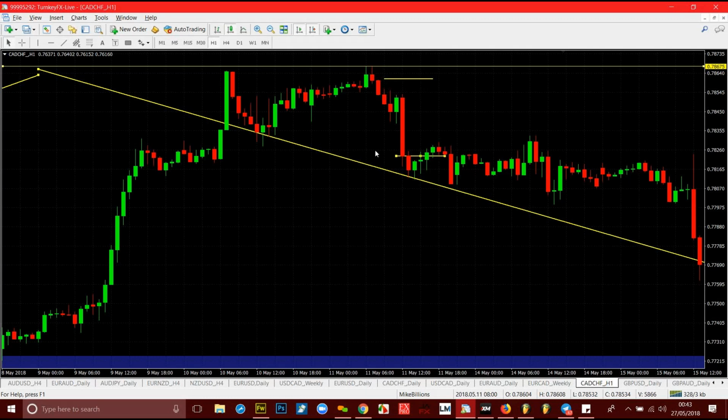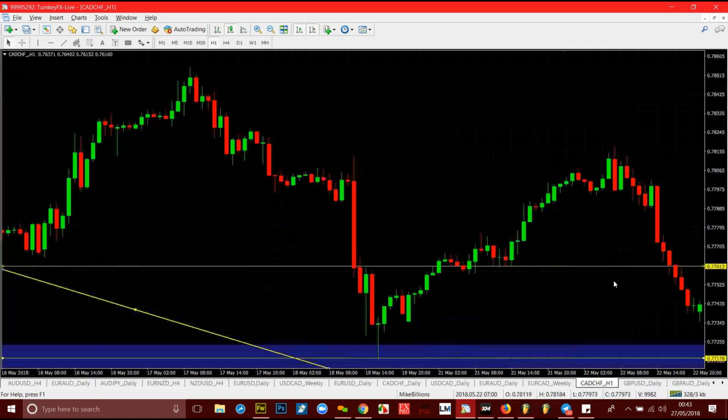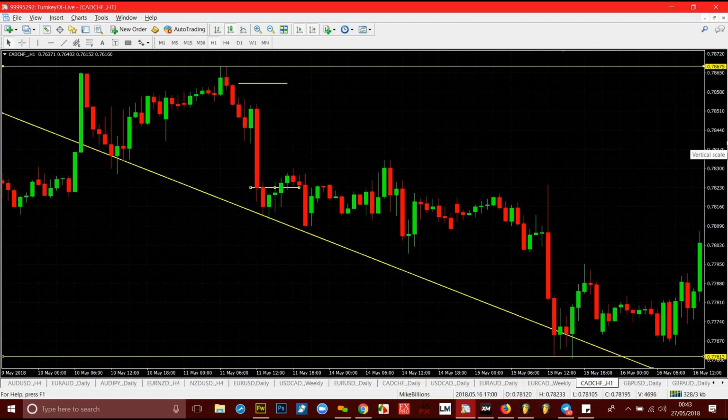And then what happened? It came up, and then dropped massively to this level. And what does it do? Okay, from there it went back up. So that is if you were looking for an engulfing candle. So let's say you were trying to trade this as well.